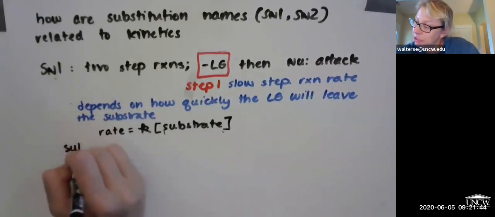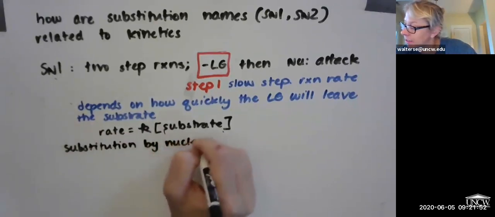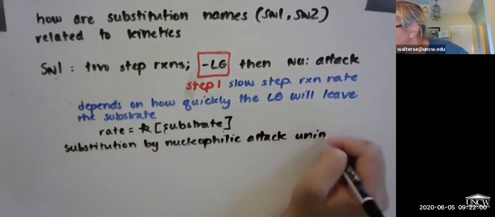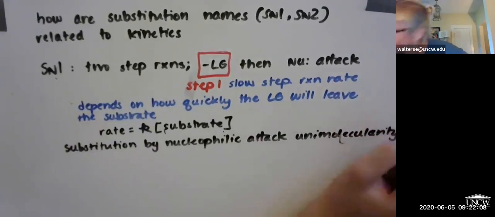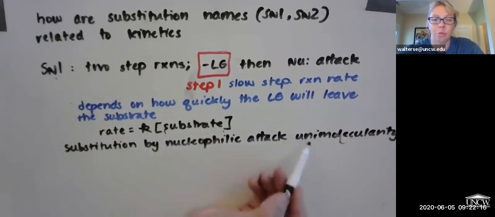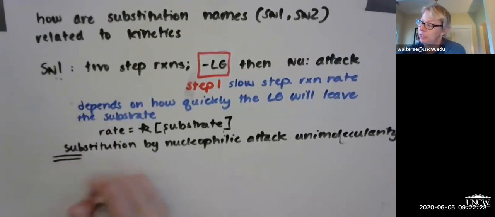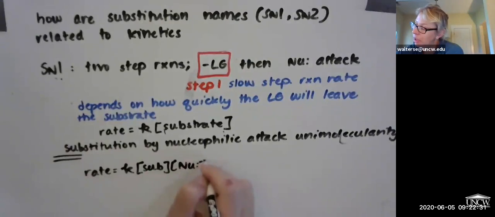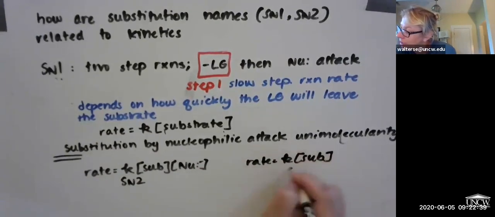So this is a substitution by nucleophilic attack with unimolecularity. Okay, so one molecule impacts the rate of substitution by nucleophilic attack. So this one molecule is why there's a one here. Okay, so the two different rate laws will distinguish the substitution reactions. So substrate times nucleophile, that's SN2. Rate is dependent only on the substrate, that's SN1.